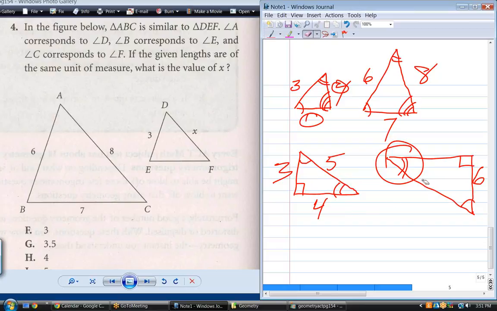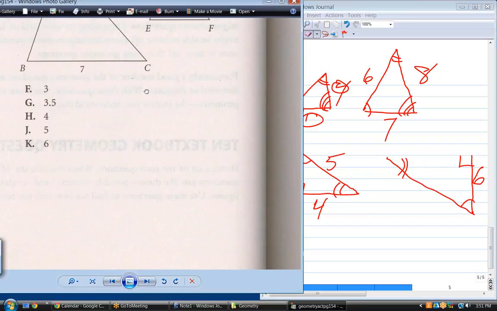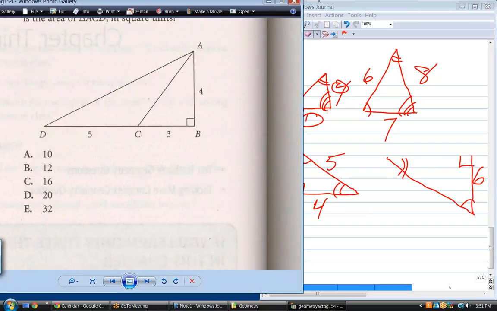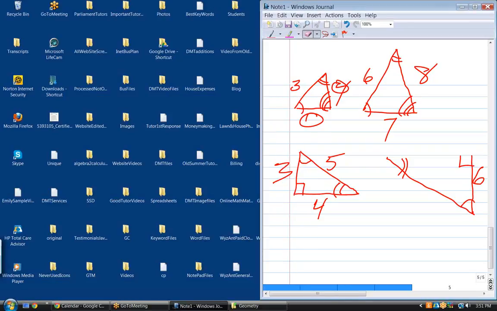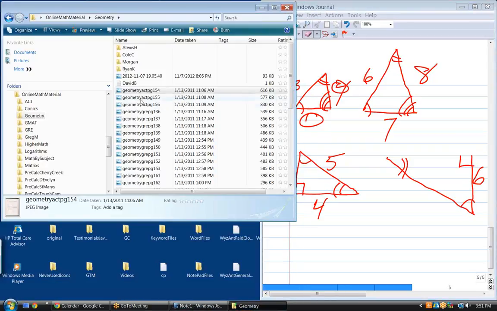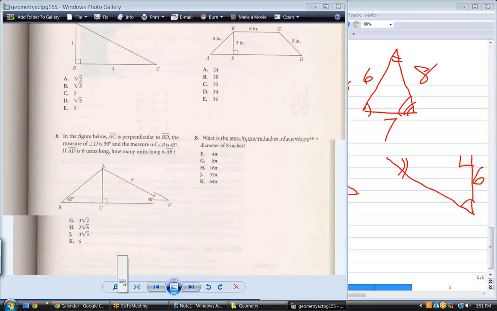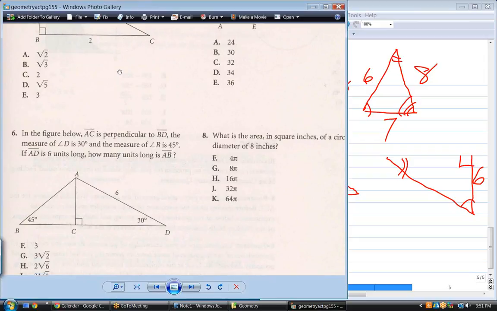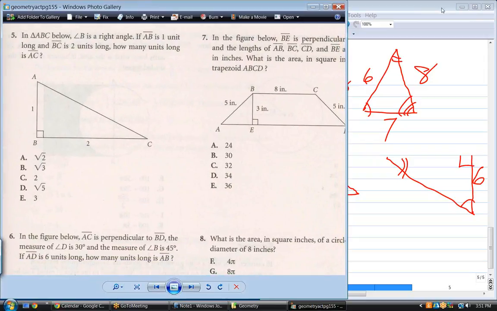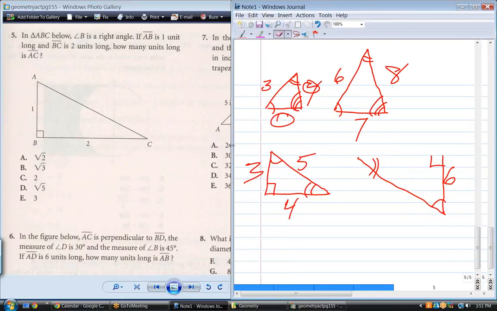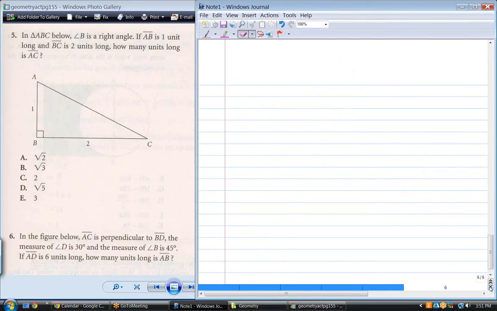All right. Let's go on to the next page. It's probably strange to learn a new subject starting right off with problems, but I kind of think that's the best way to learn it.